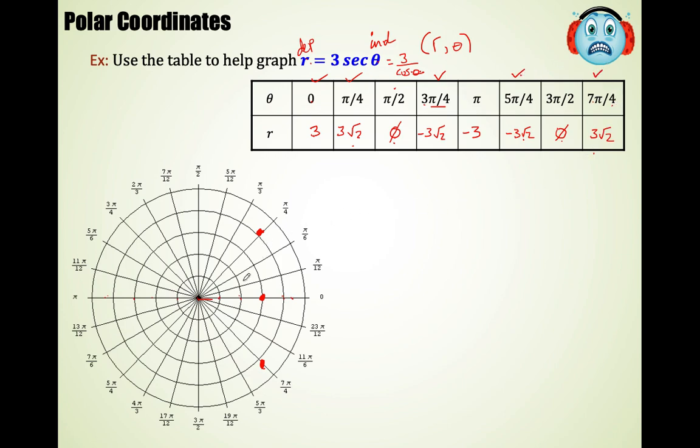I graphed this point, I went to positive 3 root 2, which again is 4.2-ish, and rotated 7 pi over 4. Oh my goodness, I landed at this point. I think I see a pattern. Gee, what kind of pattern is this? OMG, it's a vertical line. Vertical lines in function land aren't functions. But look at this equation that generated a vertical line. What?